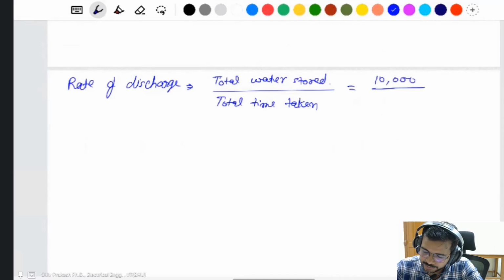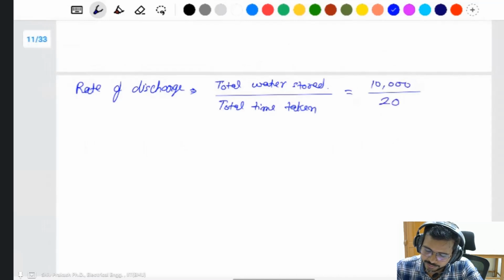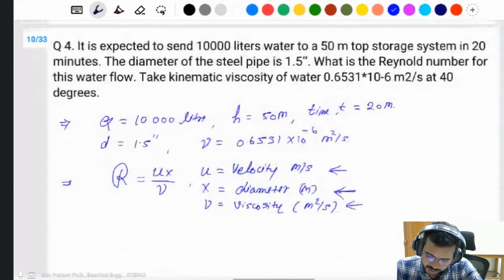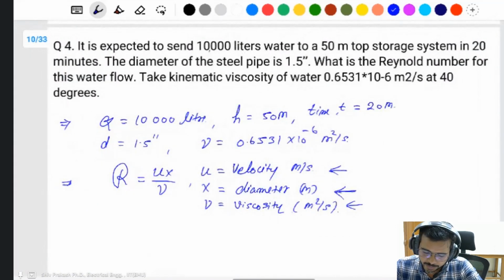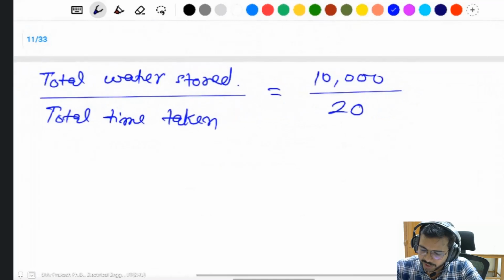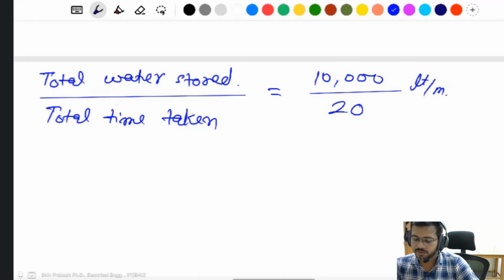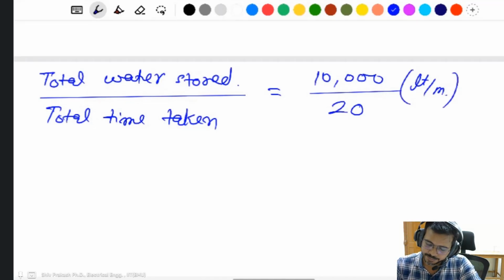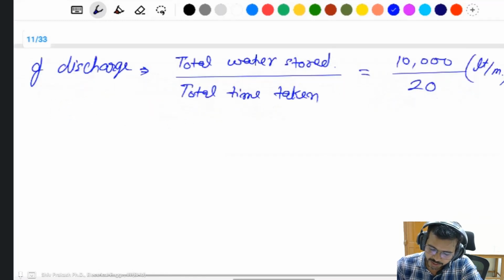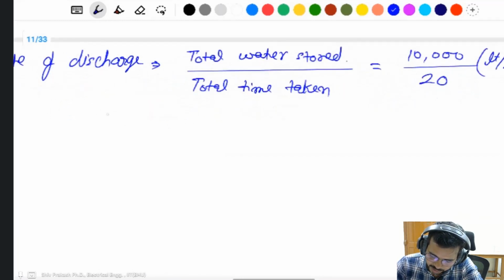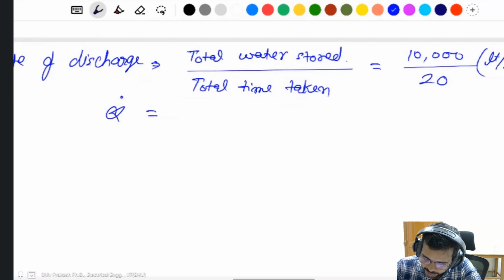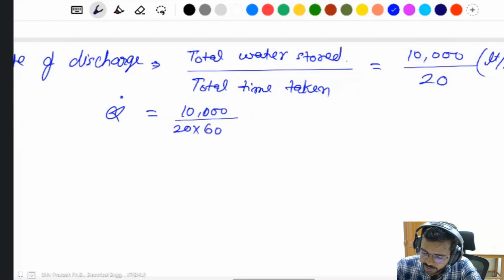10,000 liters in 20 minutes. This means you can say 10,000 liters per minute... If you calculate, then what is the liter per second? With the same thing, this will be Q dot, the water discharge rate. It will be 10,000 liters divided by 20 into 60. This will be liters per second.